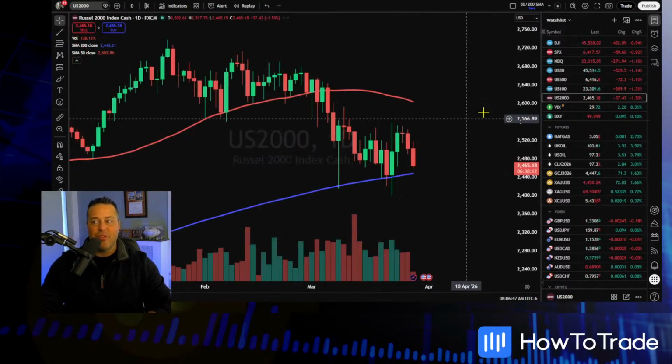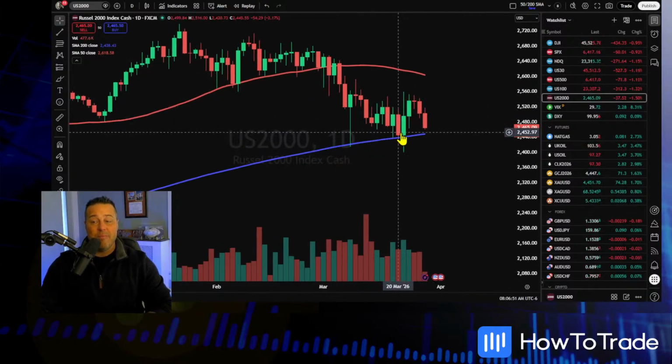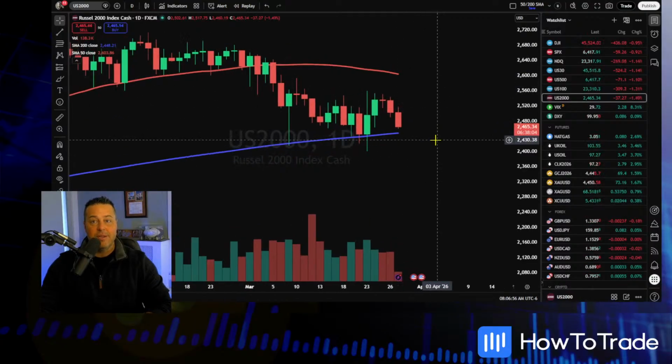Let's go to the US 2000. This is the Russell 2000. Surprisingly, the Russell is holding up a little bit better than the others. It's not beneath that 200 simple moving average yet. That's very surprising. Typically, the Russell, when things go bad, it takes it on the chin worse than anybody, and right now it's sort of holding in there. Fascinating time to be in the markets. Absolutely fascinating. No two ways about it.